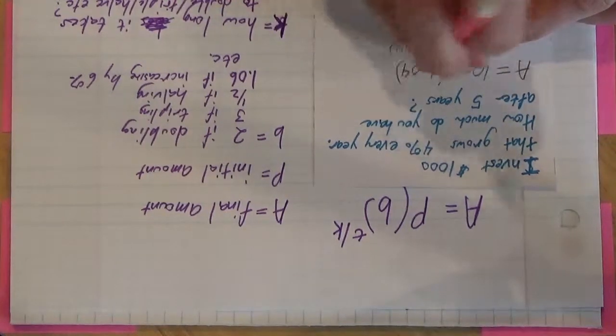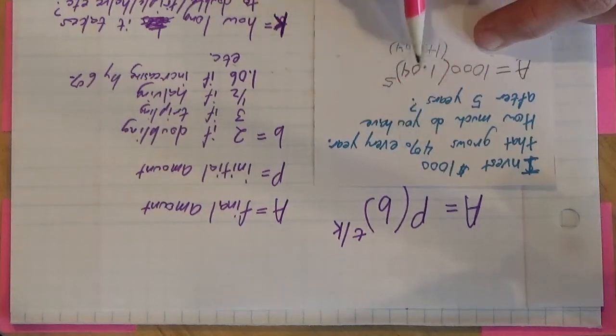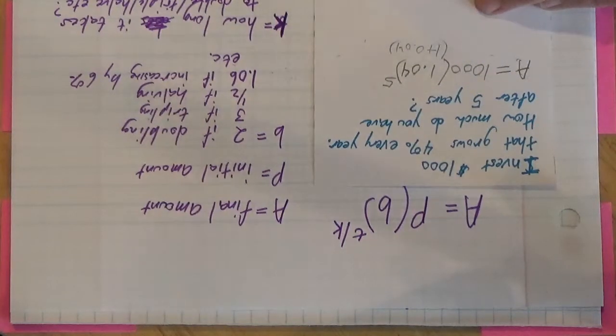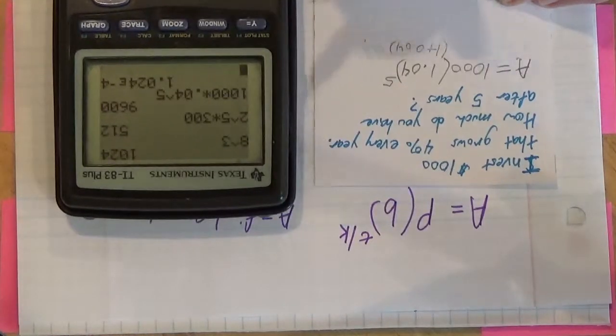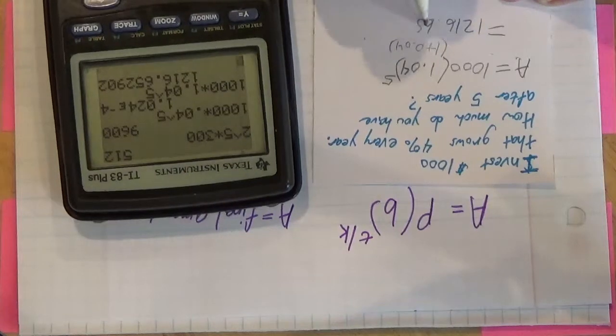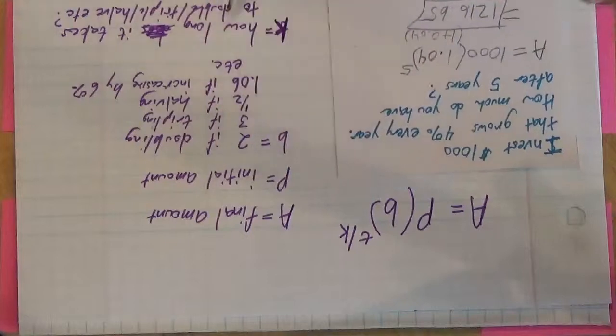How many times? Well, you're going to do it 5 times because it's doing that 4% every year for 5 years. So 1,000 times 1.04 to the 5th. Oops, I told you about the 1 and then I forgot the 1. So you get $1,216.65. And so that's what we're using. So this is our equation.